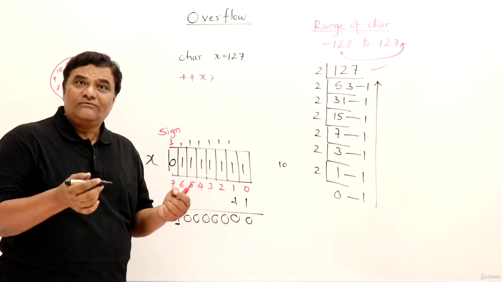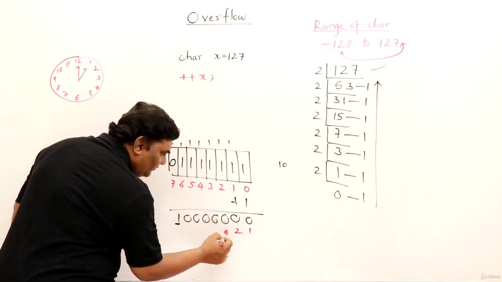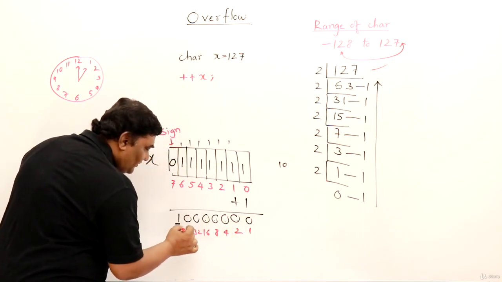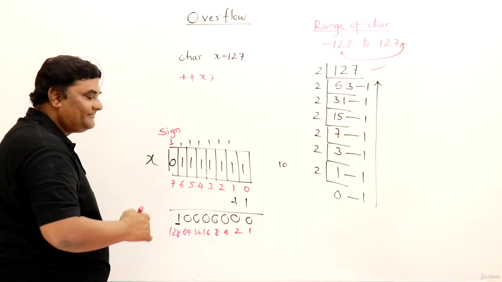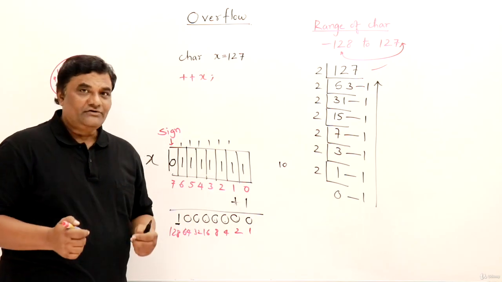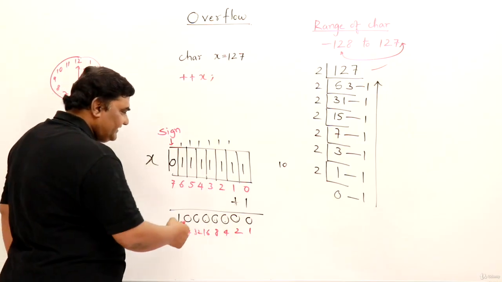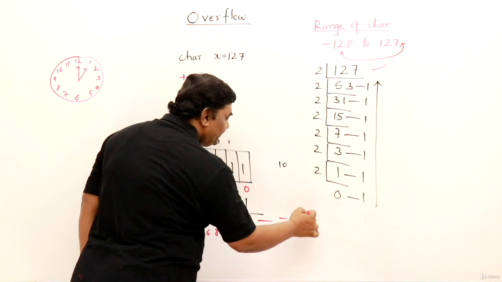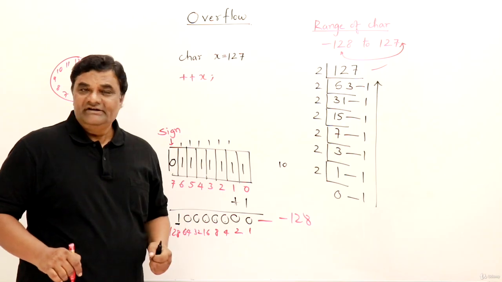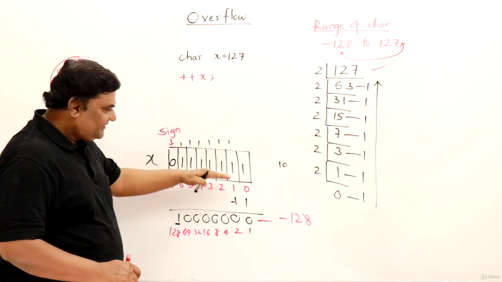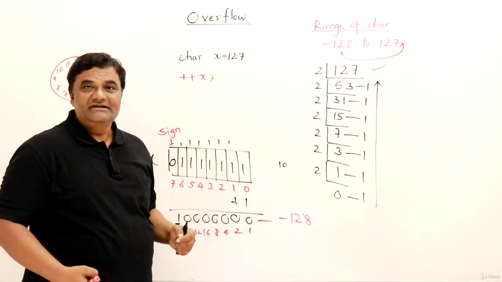Yes, this is a negative number. But what is the value? Let us check the value. This is 2 power 0, 2 power 1, and this is 4, 8, 16, 32, 64 and 128. So yes, this is 128. The value is 128 and the same bit is acting as the sign bit. So it is minus 128. See, this is how it became. Magically it has come to minus 128. We were at 127, then we tried to go to the next value and it came down to the beginning of the range, that is minus 128.